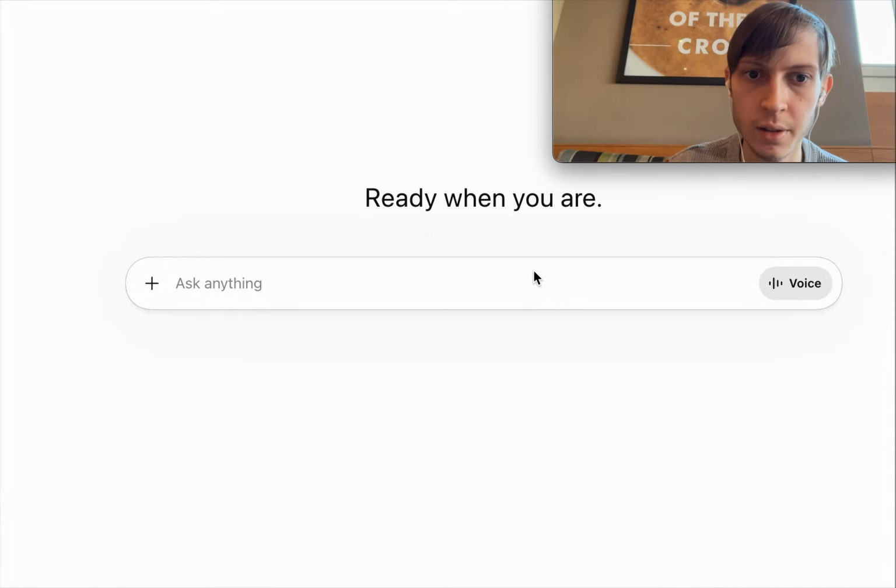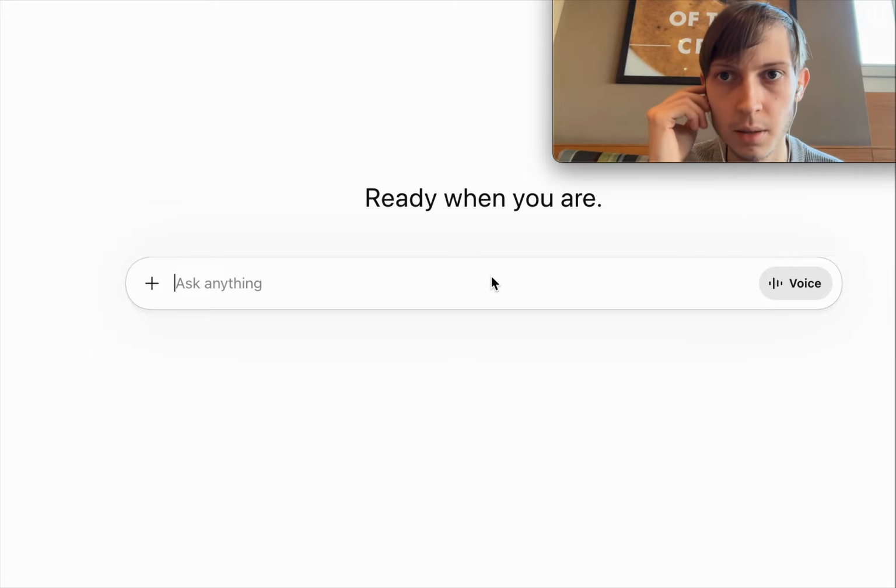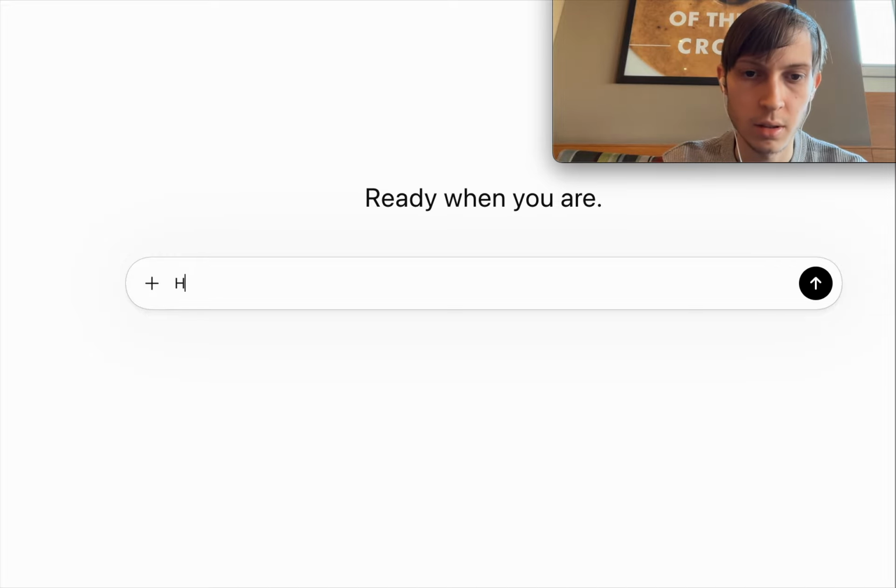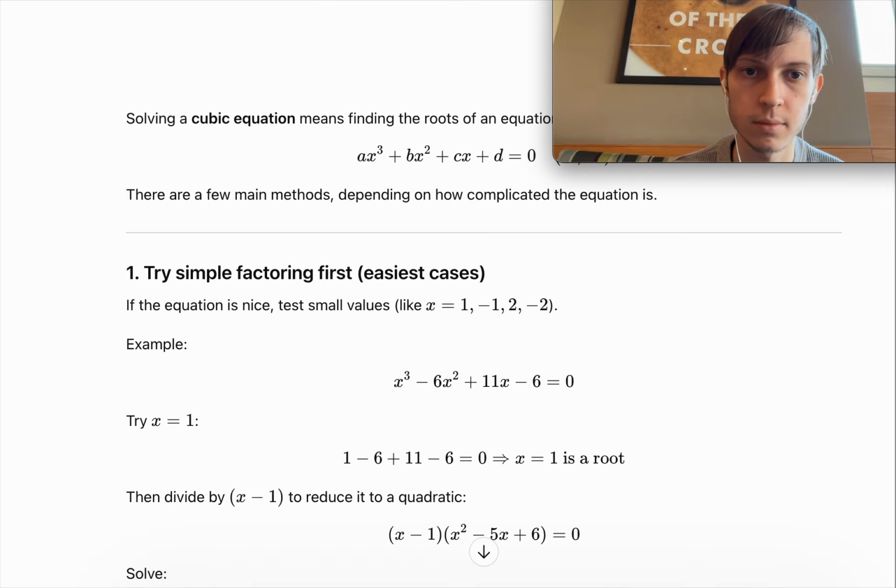So if we are, for example, interested in cubic equations, we can ask how to solve cubic equations. Here we are given a general equation.